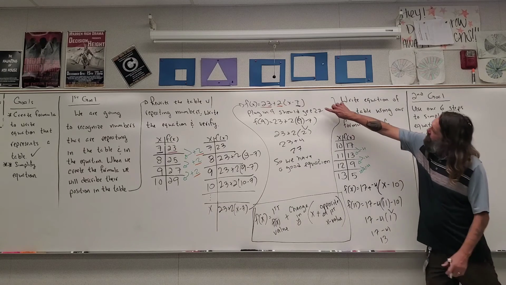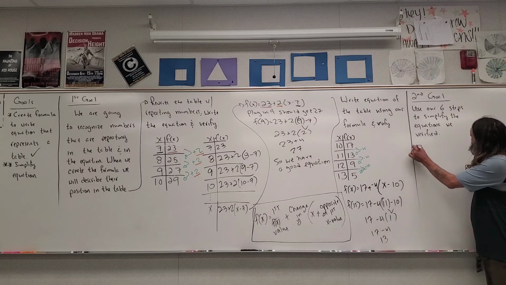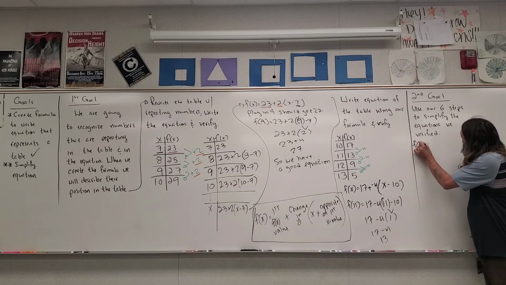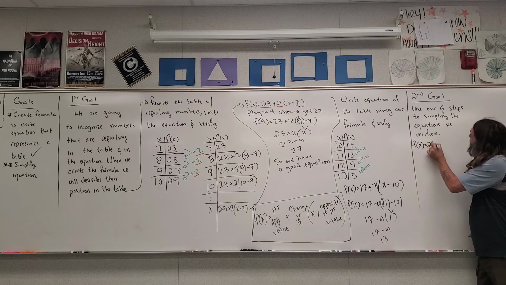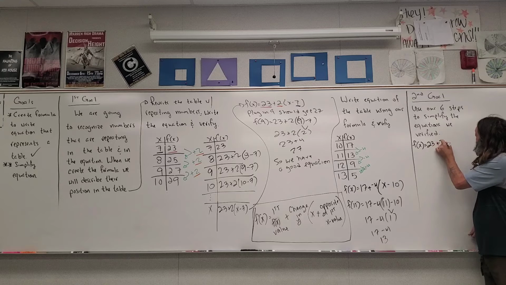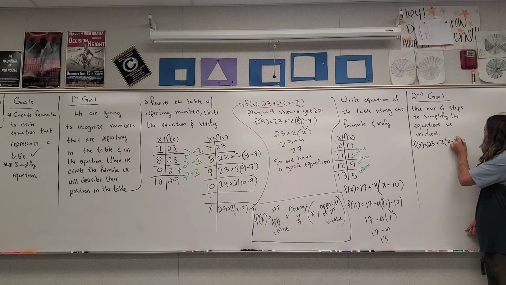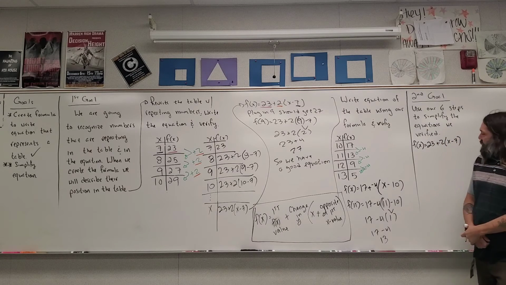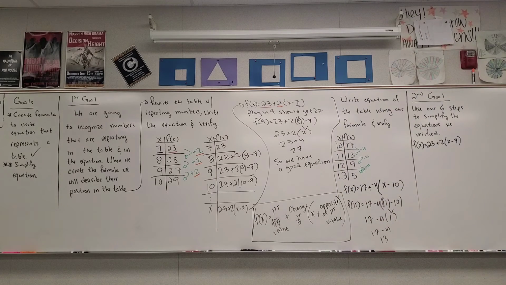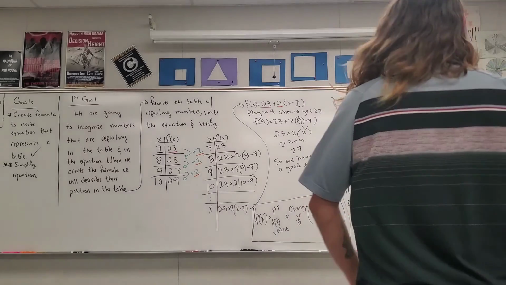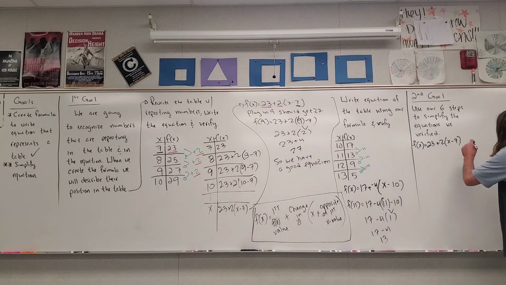Let's do our equation from the first example, which is f of x equals 23 plus 2 parentheses x minus 7. All right, let me double check and make sure I'm still on this whiteboard. I hate having to refilm these things. Oh, I got plenty of room. Okay. All right, so we're going to use our 6 steps to simplify.